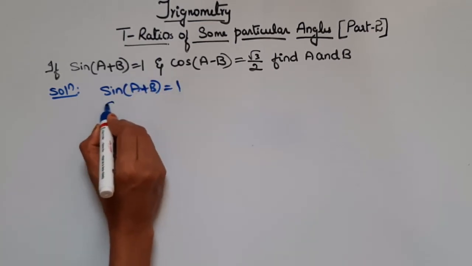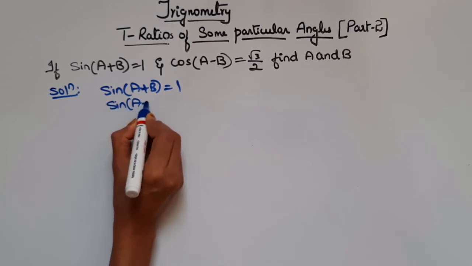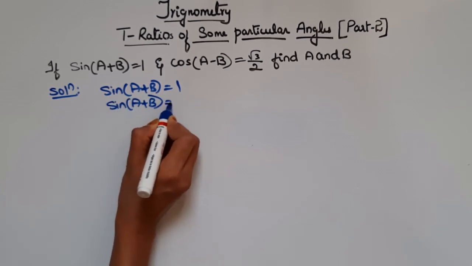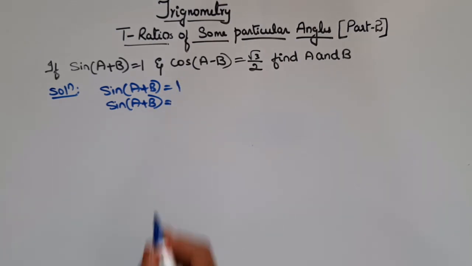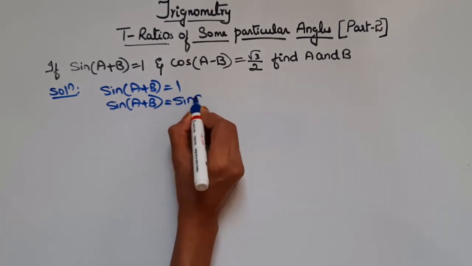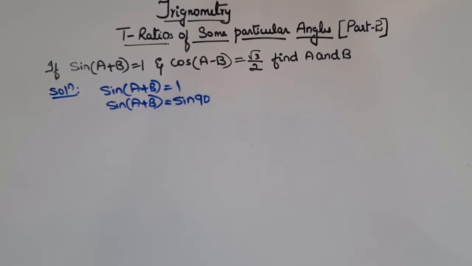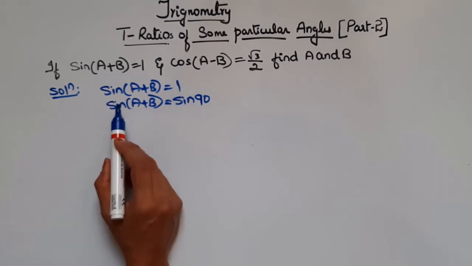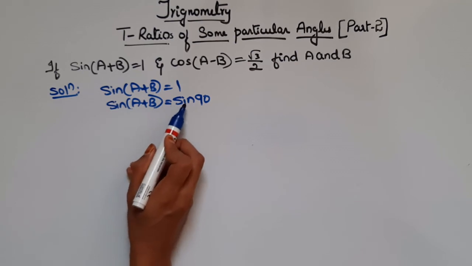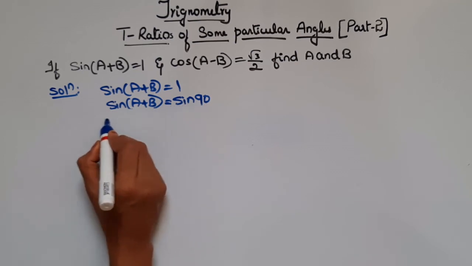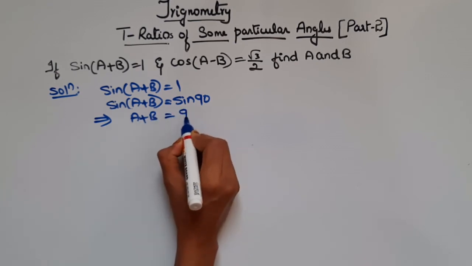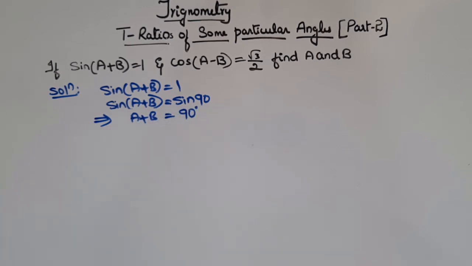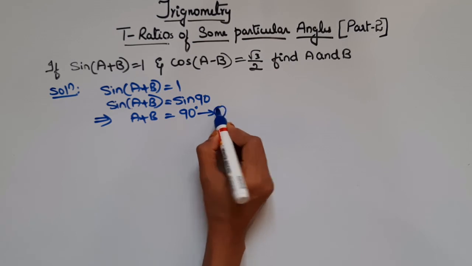So here we have sine of a plus b, which is equal to, now what value of sine will give you 1? We know sine 90 is 1. Agreed? So now we have sine of a plus b is equal to sine 90, right? That implies a plus b is equal to 90 degree, right? So let's take this equation as 1.